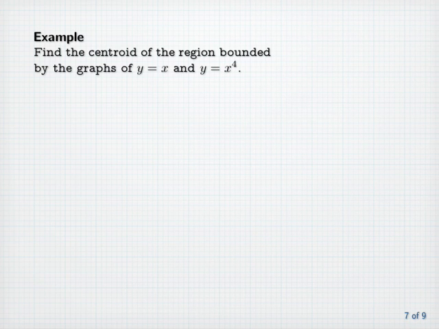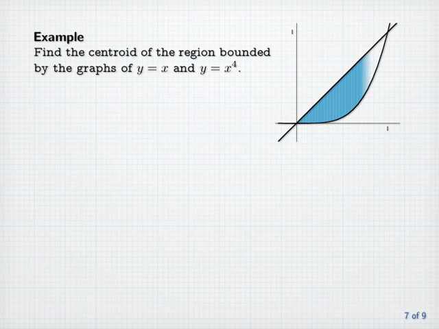Now let's look at an example. Find the centroid of the region bounded by the graphs of y equals x and y equals x to the fourth. Here's the picture of the two curves and the region bounded by them. Notice that it lives between x equals 0 and x equals 1. Now let's think about a vertical strip here, located at x.